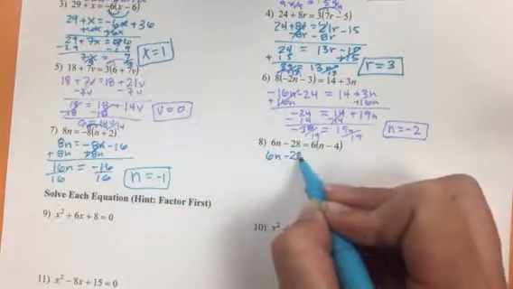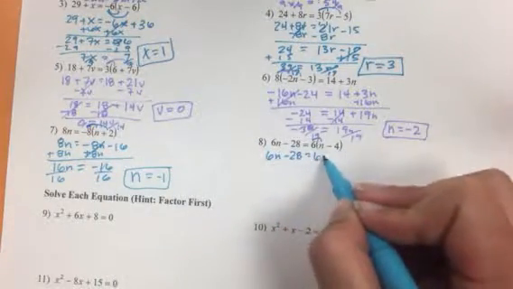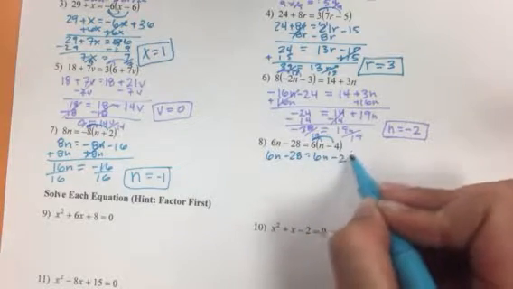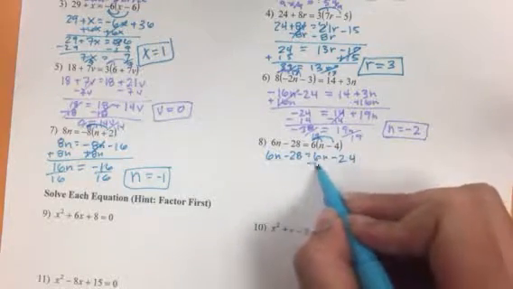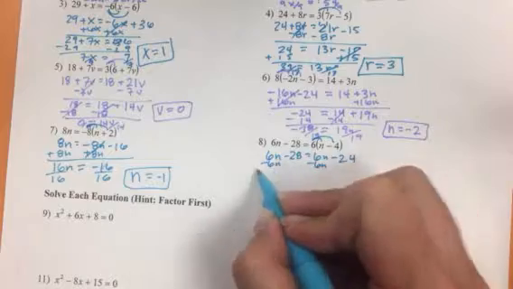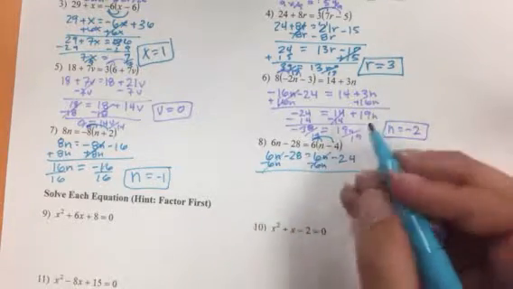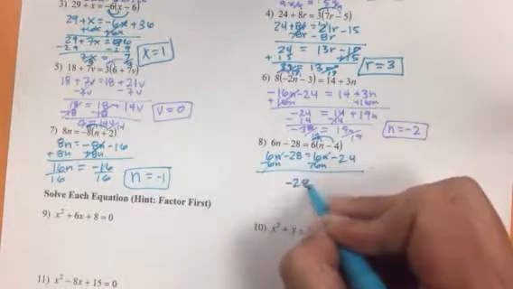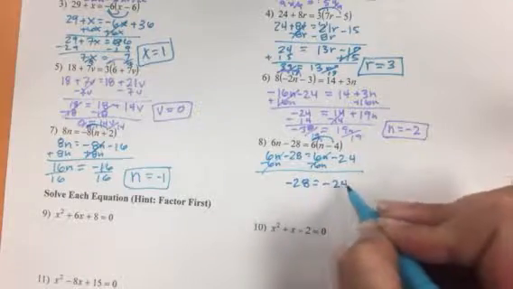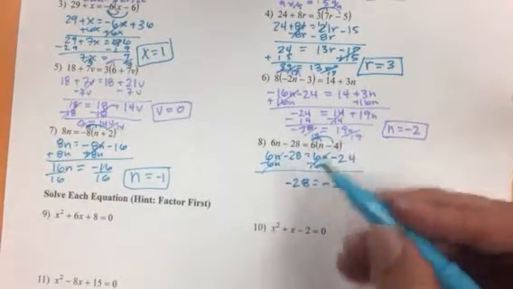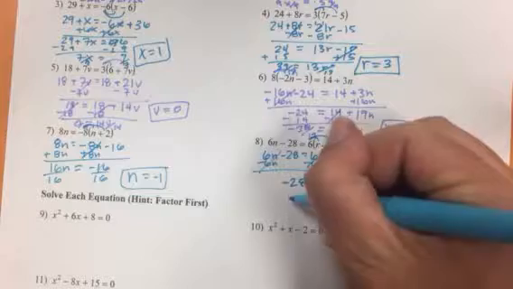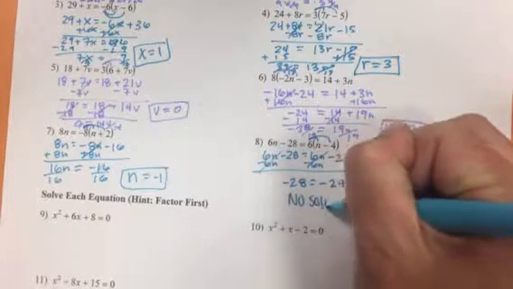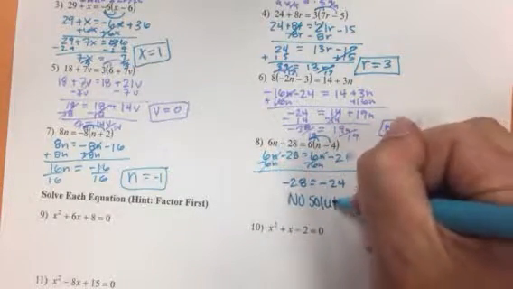6n minus 28 stays the same. 6n minus 24, minus 6n, minus 6n. The n's cancel out. Negative 28 equals negative 24. Uh-oh, this is not true. That means there is no solution.